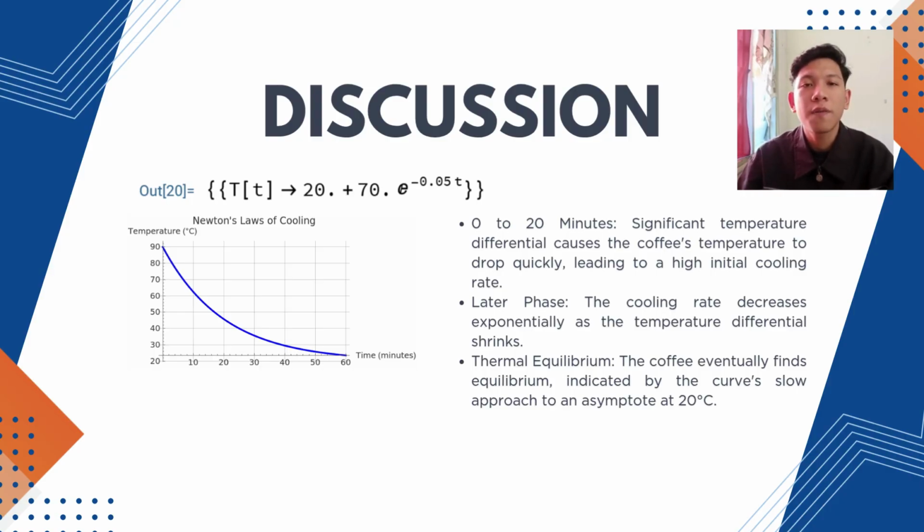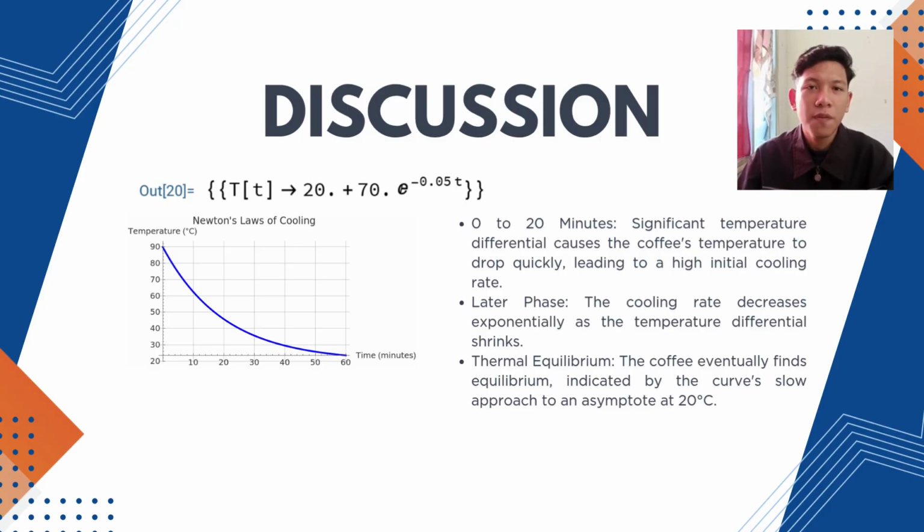Looking at our graph from 0 to 20 minutes, the coffee temperature dropped quickly due to the significant temperature differential between the hot coffee at 90 degrees Celsius and the surrounding room at 20 degrees Celsius. This leads to a high initial cooling rate. As the coffee cools down, this temperature gap gets smaller, meaning the cooling rate decreases exponentially.